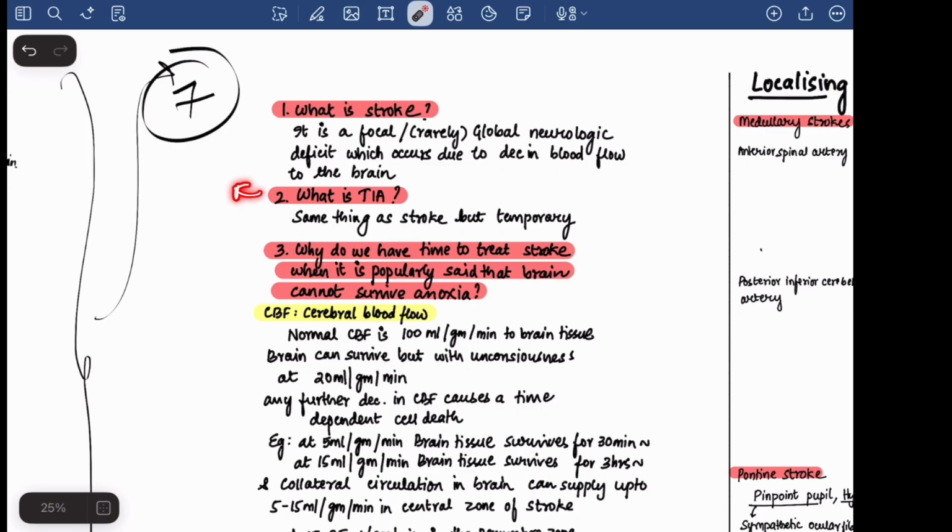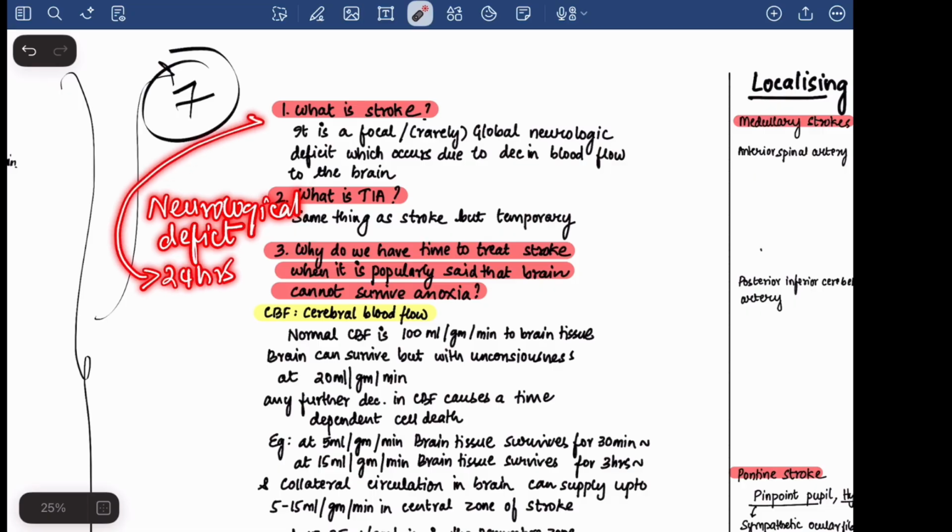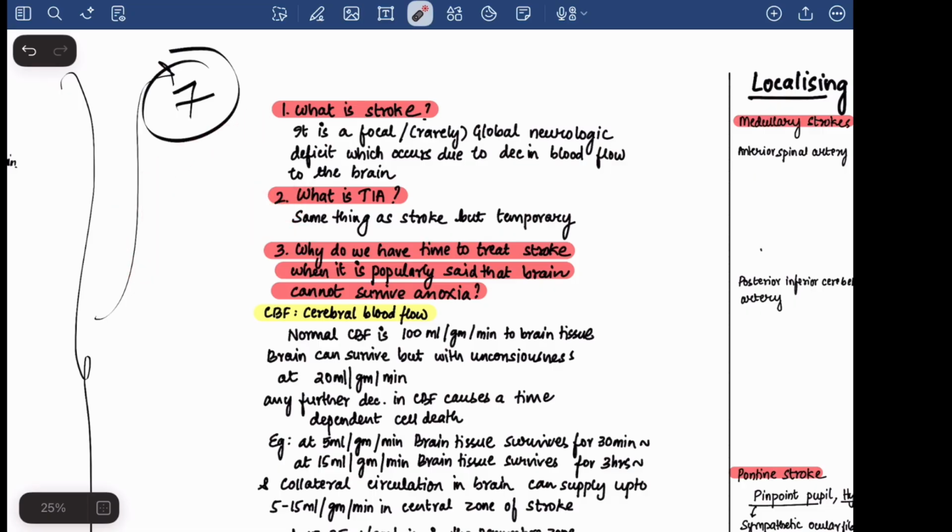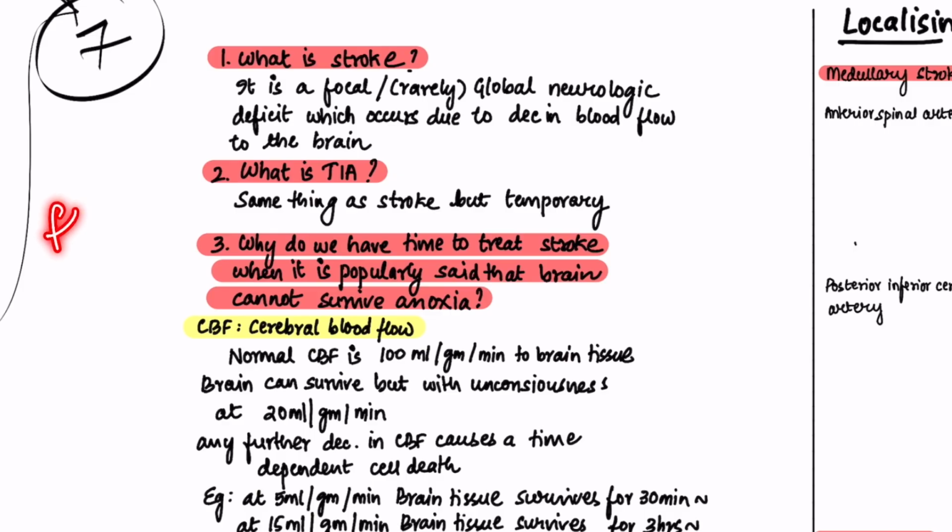Normal definitions used to say that if the neurological deficit lasts for greater than 24 hours, then call it a stroke, otherwise call it TIA. But this approach is flawed. Simply because if a person comes to you with symptoms resembling stroke, you simply don't have that much time, right? You can't wait for 24 hours and then send him away saying, oh, you have a TIA, please come back later, right?